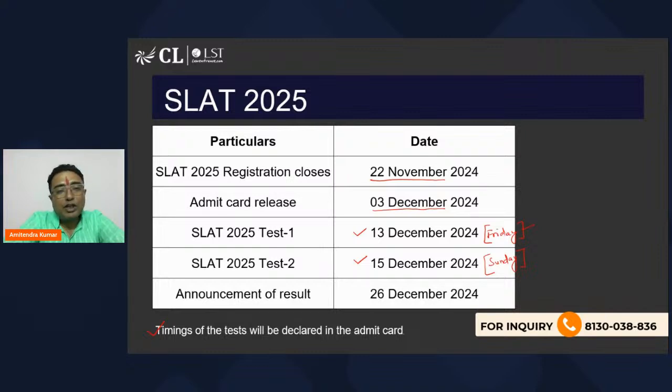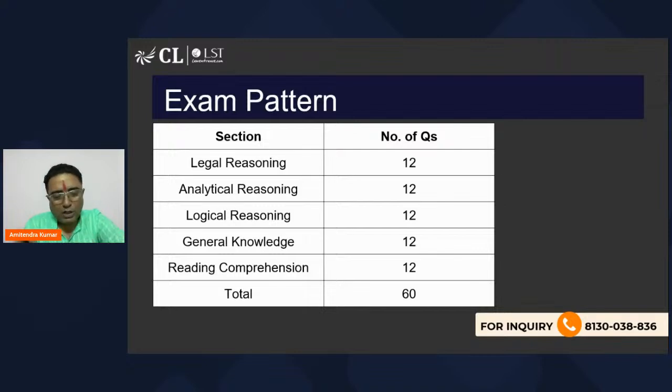The examination is in CBT mode, which is computer-based test, like usual. There's no change over there. So we have legal reasoning consisting of 12 questions, analytical reasoning another 12 questions, logical reasoning another 12 questions, GK 12 questions, and reading comprehension 12 questions. Together a total of 60 questions. There is no negative marking here, and hence the cutoffs are always on the higher side, because the best strategy here is do not leave any single question. So this will be a 1 hour paper, computer based test.